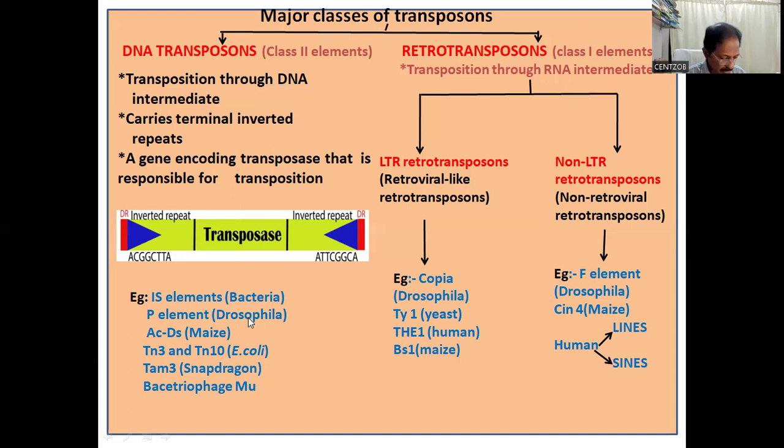P element in Drosophila is very important, especially hybrid dysgenesis in Drosophila, that we will study in separate classes. Very, very important. Then Ac/Ds in maize, Tn3, Tn10, etc. in E. coli, Tam3 in snapdragon, bacteriophage Mu. So all these are familiar examples.